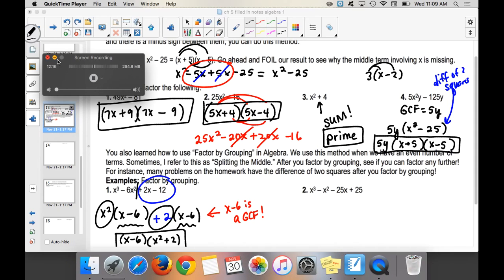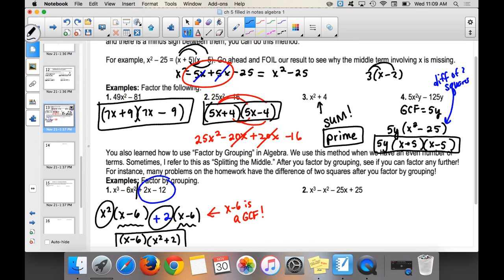Wait, this is cross-linking. All right, so sometimes you have a combination of factoring. Like we did the one where we had the GCF, and then once we pulled the GCF, we had the difference of two squares. This is similar to that. So we're going to do our factor by grouping, but once we do that, maybe it goes further, so we're going to look and see if it goes further. All right, so here we go.